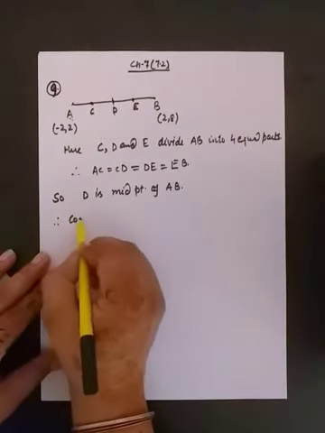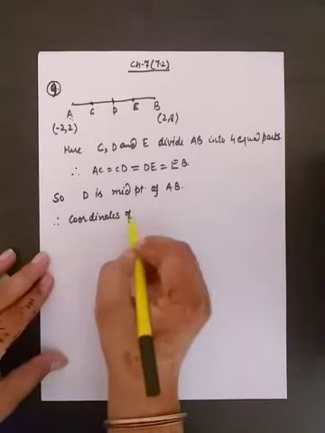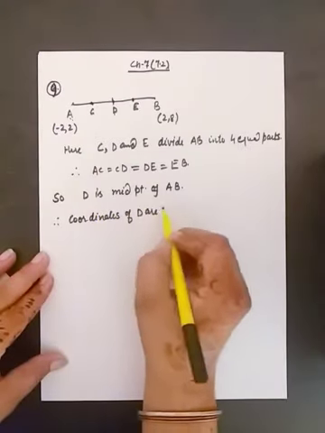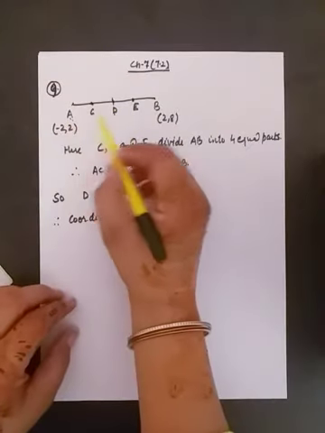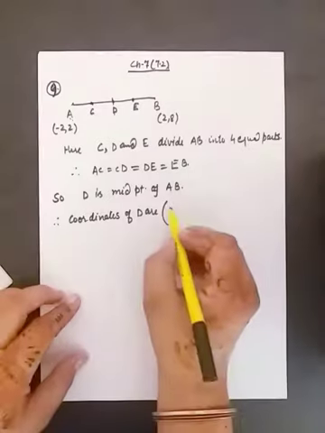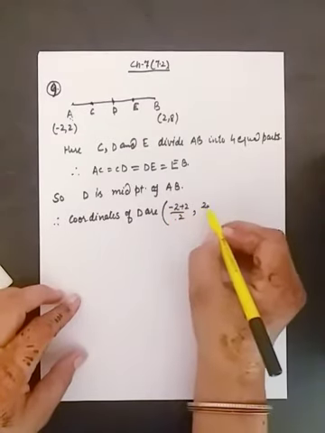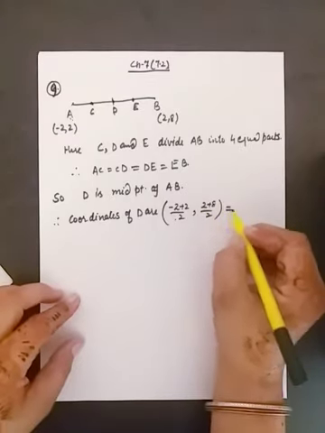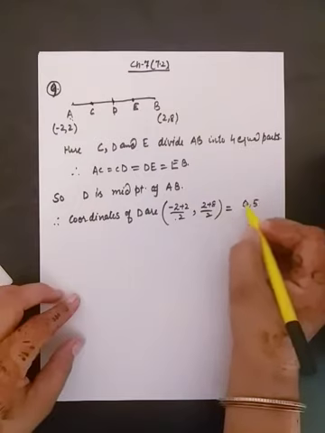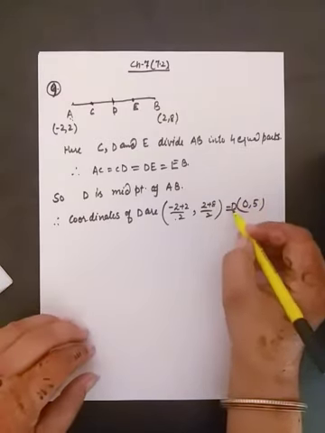Therefore the coordinates of D are, to write the coordinates of D we must have the coordinates of A and B. Here the abscissa will be (-2 + 2)/2 and the ordinate will be (2 + 8)/2. So point D will be (0, 5). So (0, 5) are the coordinates of point D.